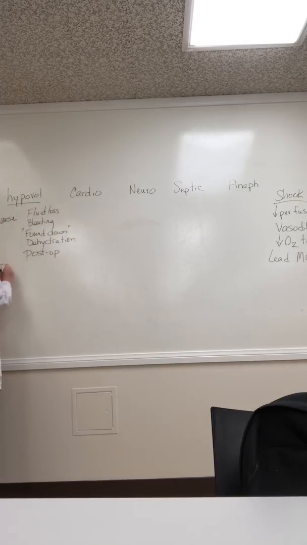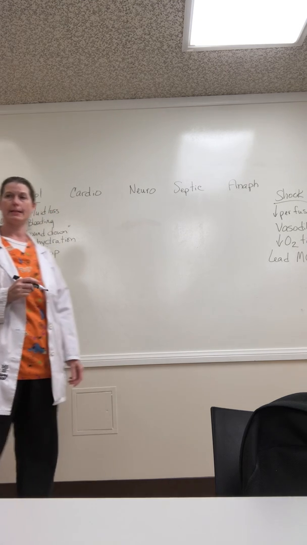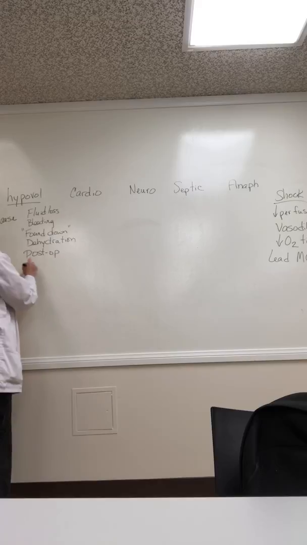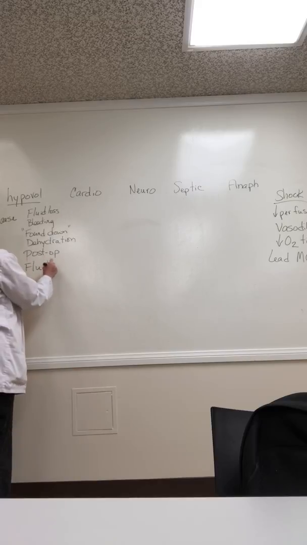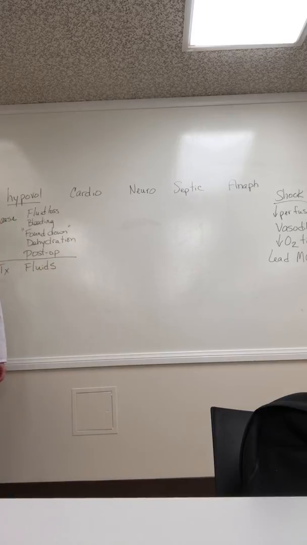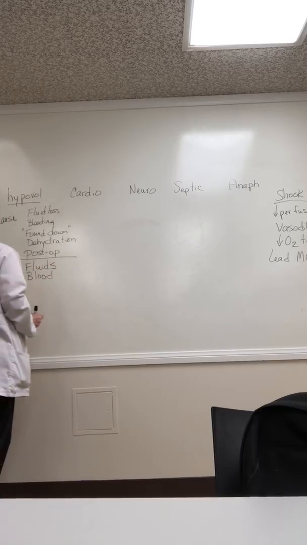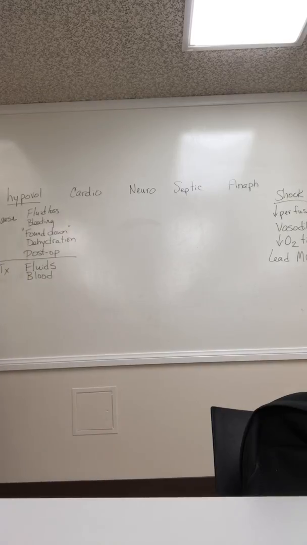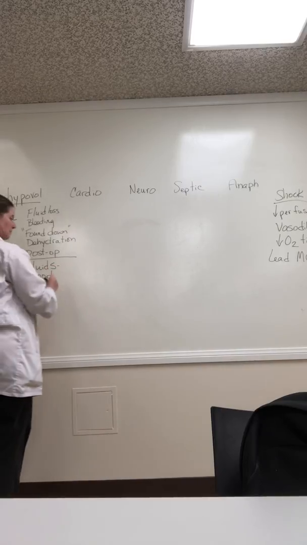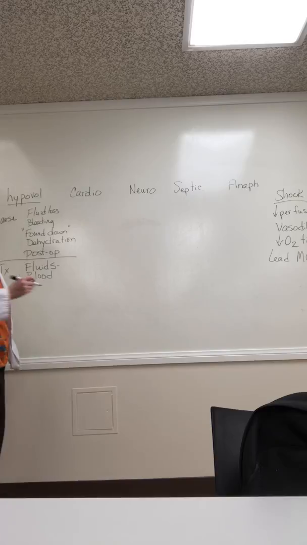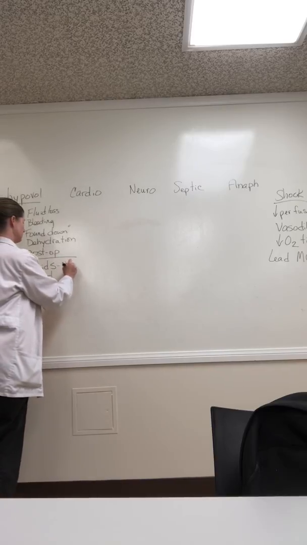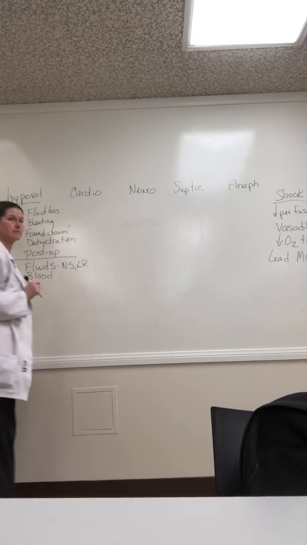So how do we treat hypovolemic shock? Replace fluids. Blood. That's pretty much it. What kind of fluids? Normal saline and lactated ringers. That's it.